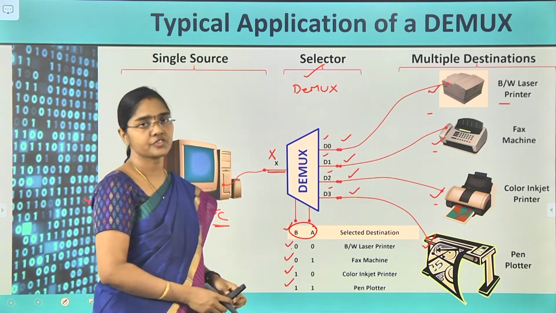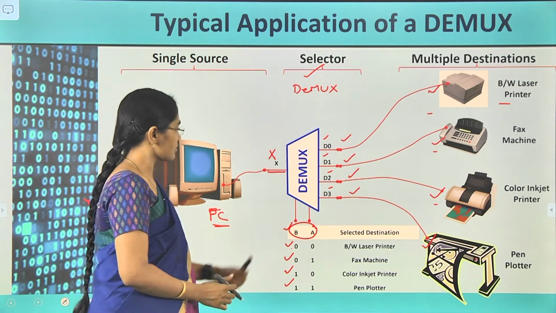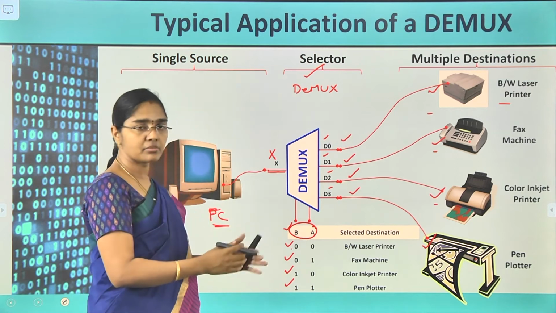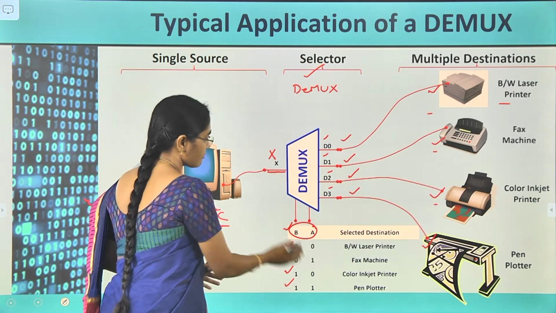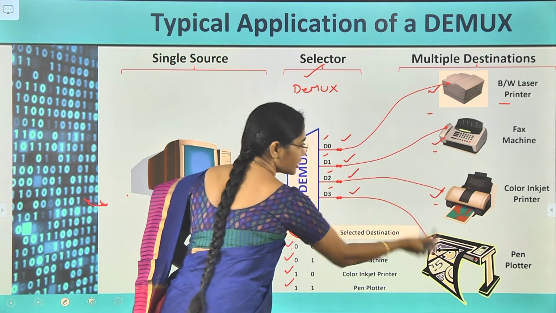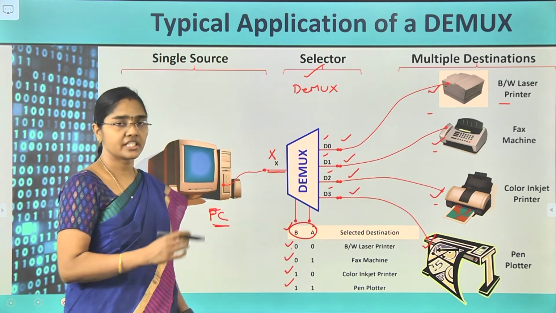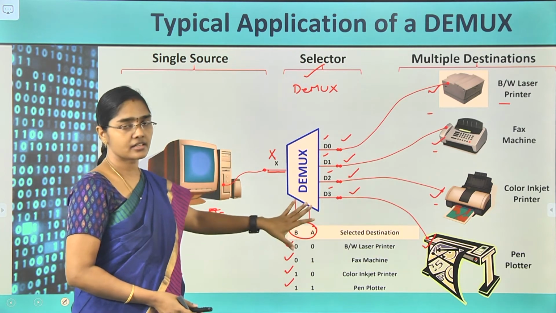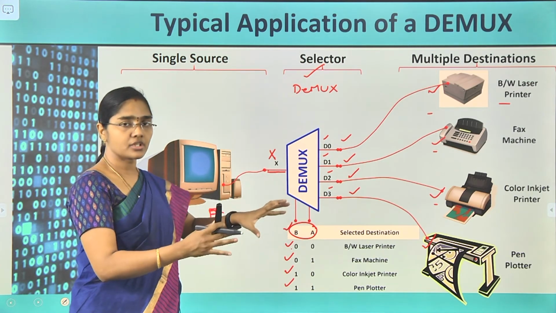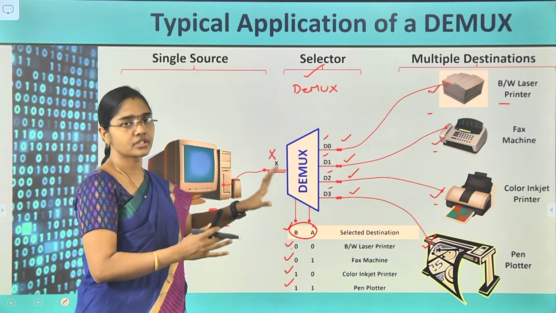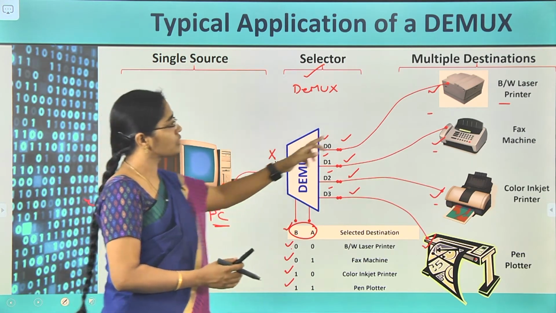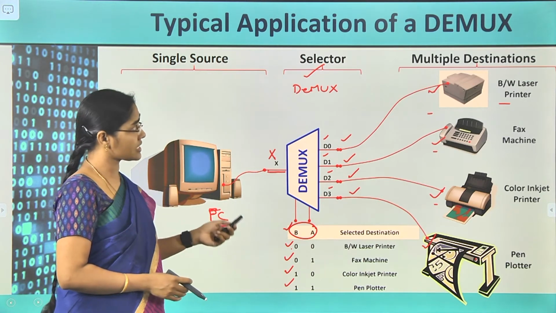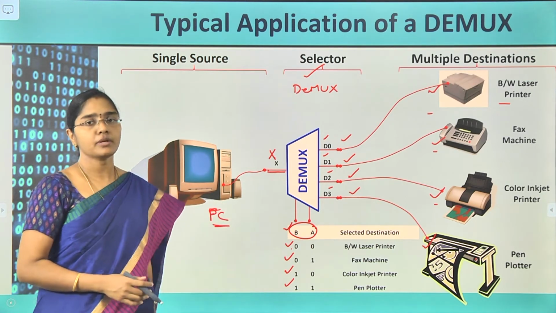any one of the devices will be selected for connecting this PC to that device. Okay. So if the selection signals are 0, 0, then this PC is connected to the first device, the black and white printer, or if the selection lines are 1, 1, then this PC is connected to the pen plotter. Like that, this demultiplexer is acting as a selector here, or data distributor, or it is used for connecting one signal to many devices.